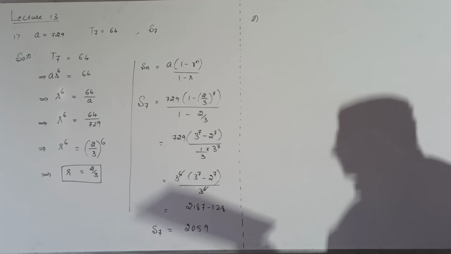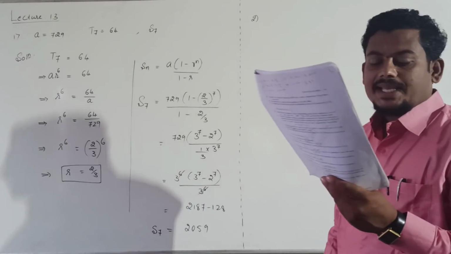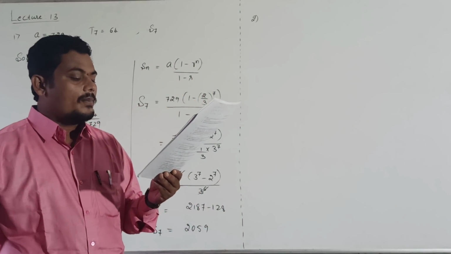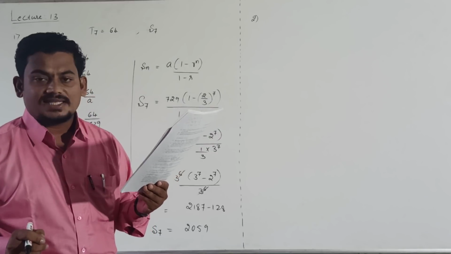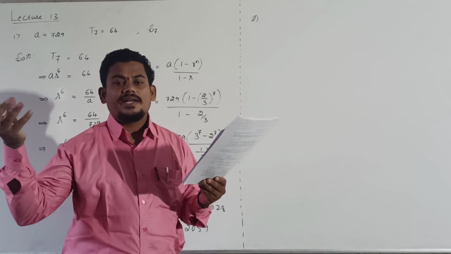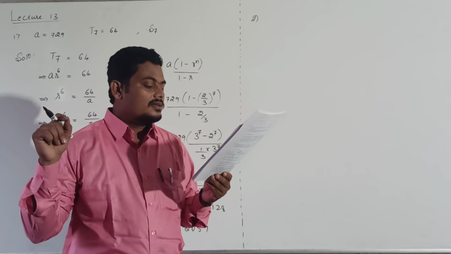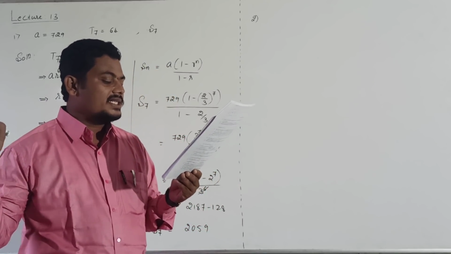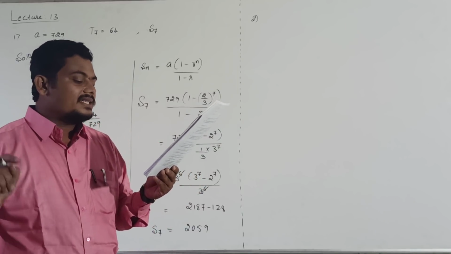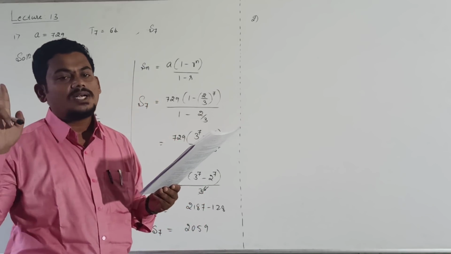Find a GP for which sum of first 2 terms is minus 4. Once again, find a GP. We need to find a geometric progression. What is the condition? Find a GP for which sum of first 2 terms is minus 4 and the fifth term is 4 times the third term. They have given 2 conditions.